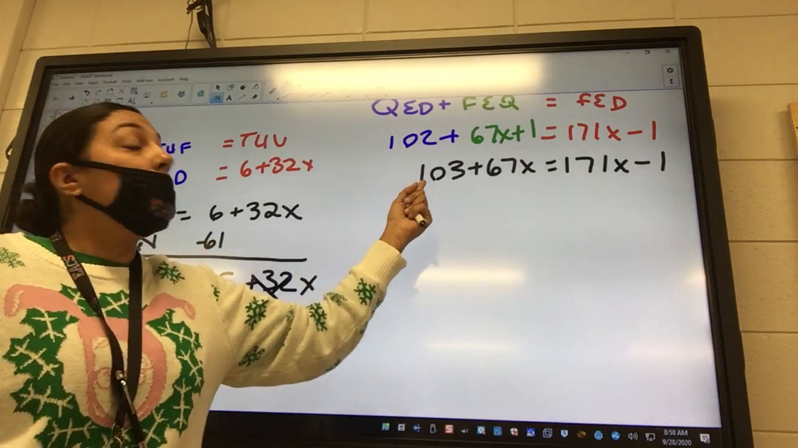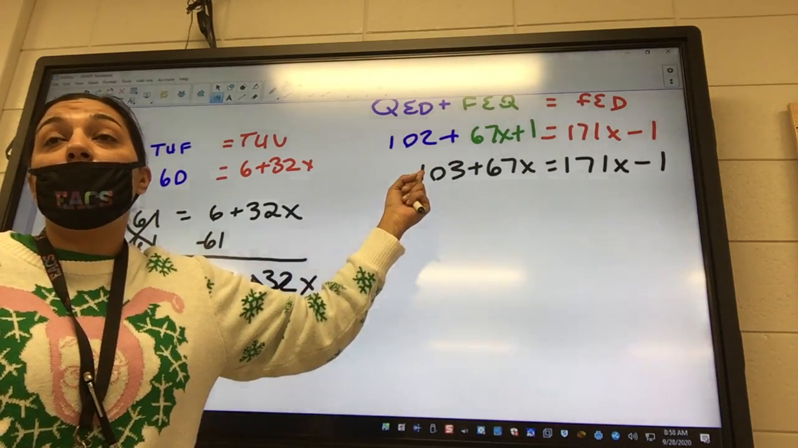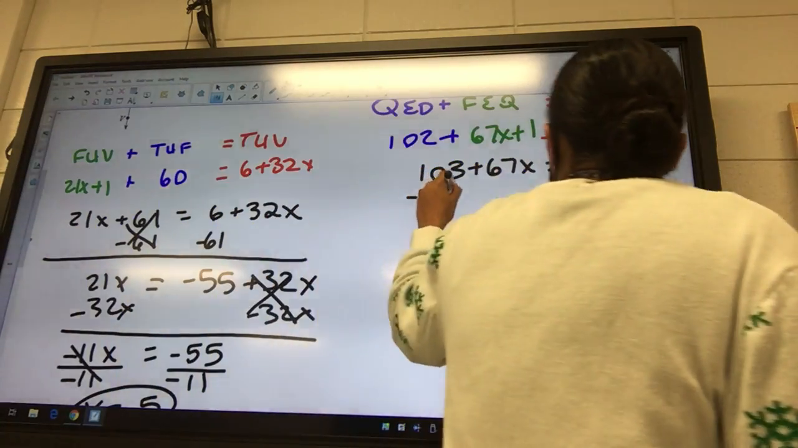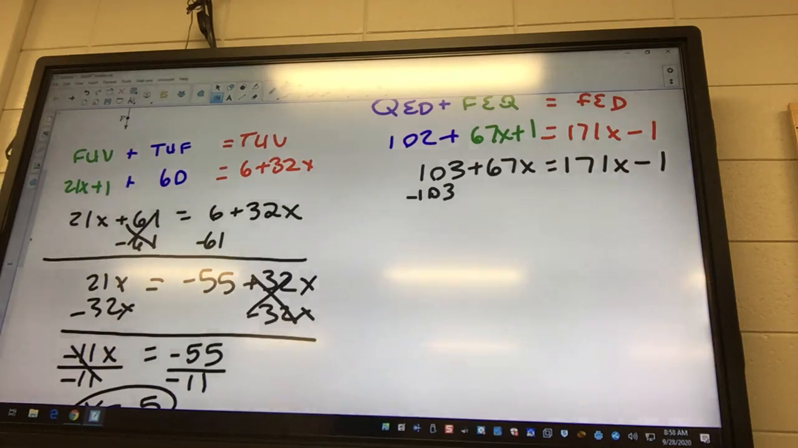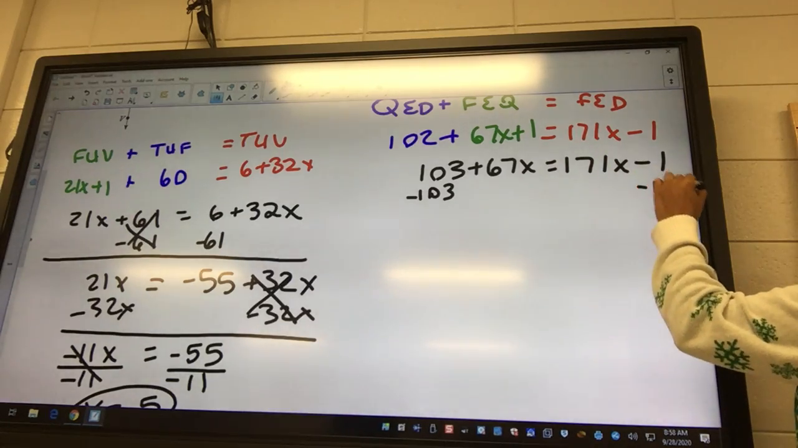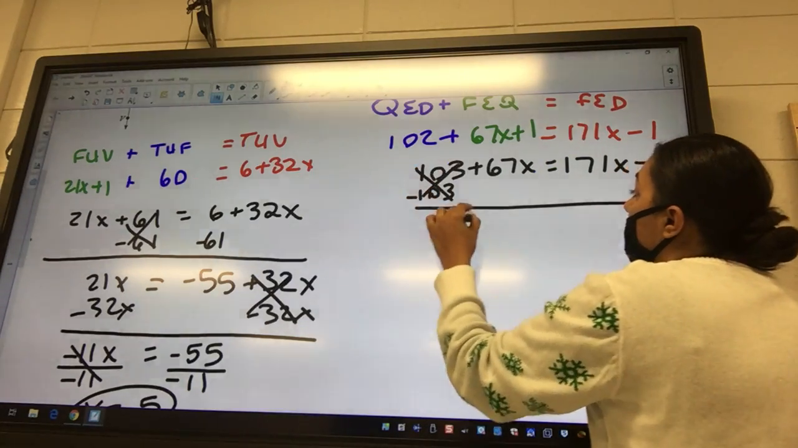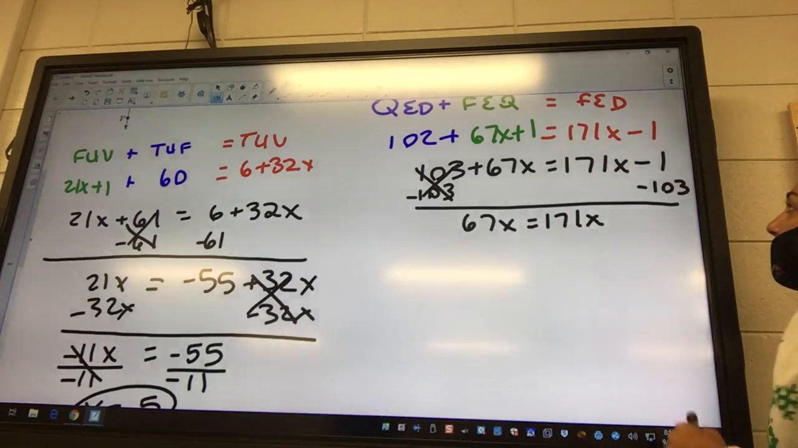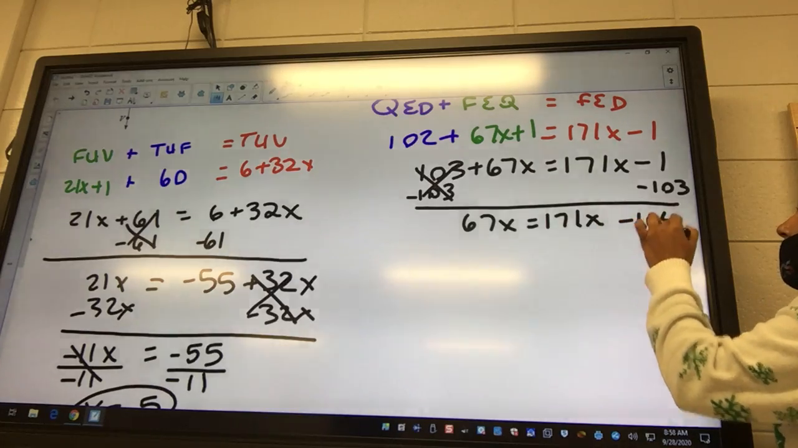Okay, 103, is that a letter or a number? It's a number, so it needs moved. So how do I move 103? Minus 103. And where does it go? Under the 171x or the 1? The 1, so minus 103. So I got 67x equals 171x. Negative 1 minus 103 is going to be minus 104.